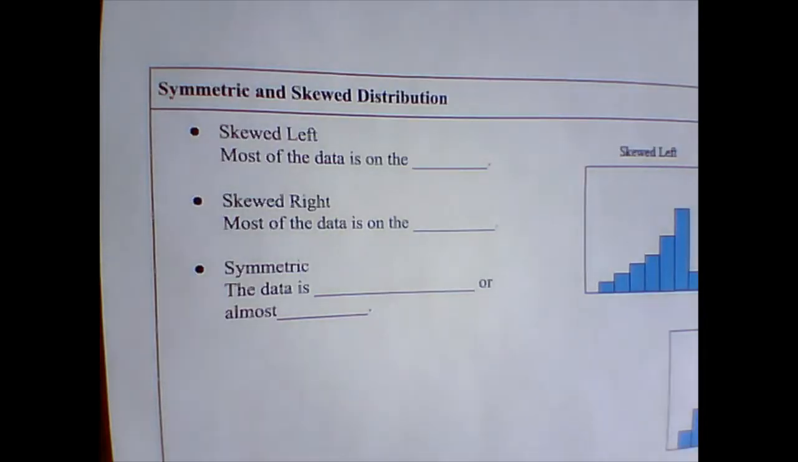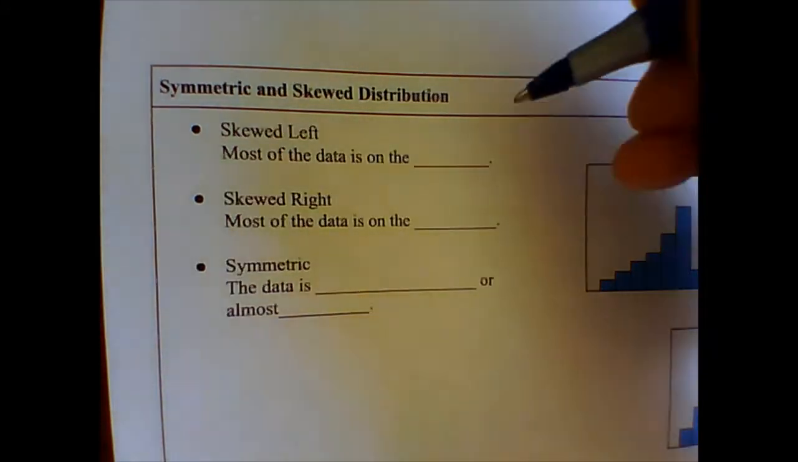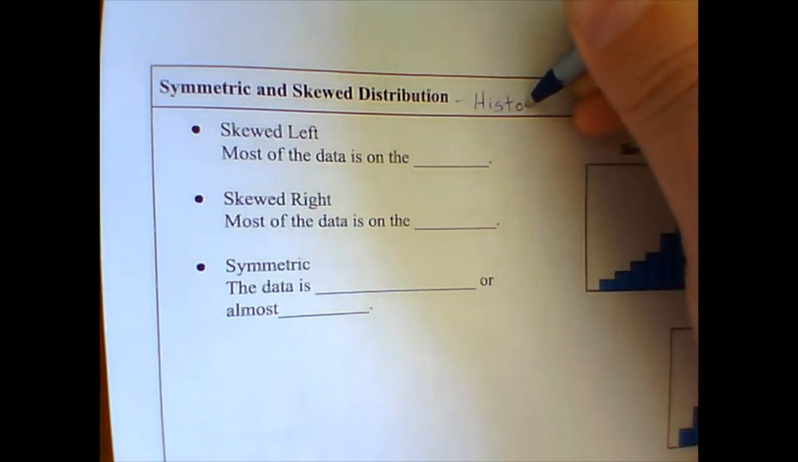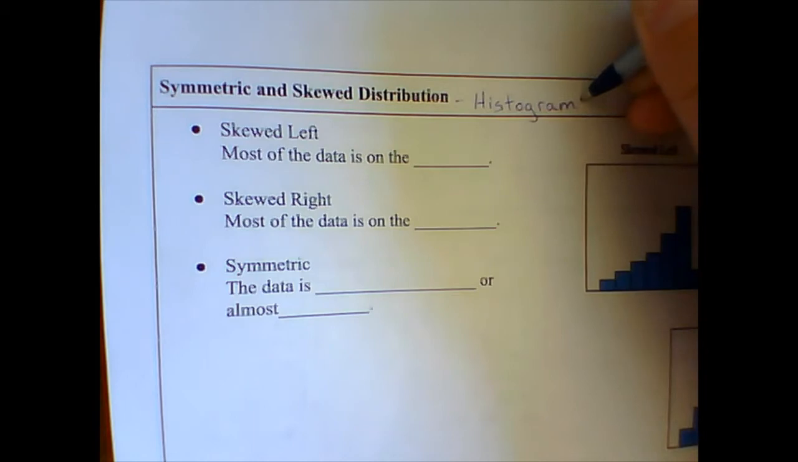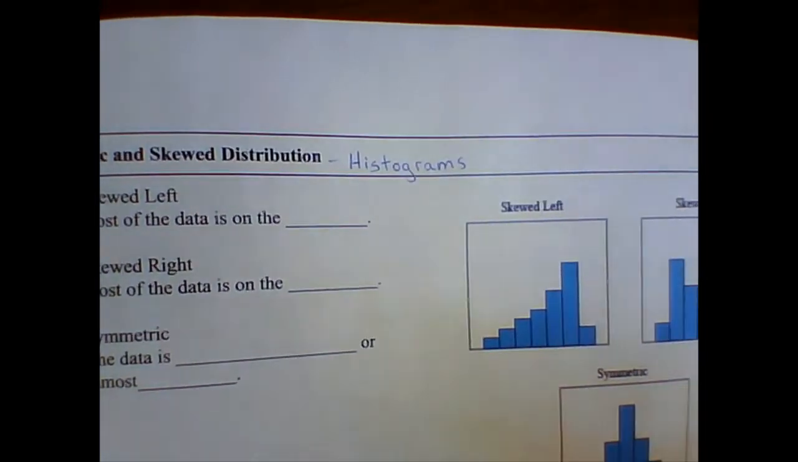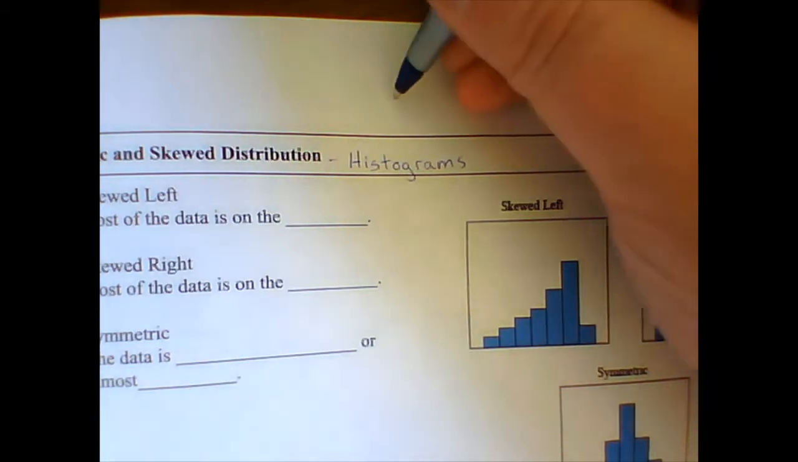All right, Math 1 people, we are going to be learning the last thing that we're going to be covering this year. And it's symmetric and skewed distribution. We've actually already talked about this, but today we're going to talk about how you look at it on histograms. But we looked at it last time on box plots, okay, the box and whisker plot.